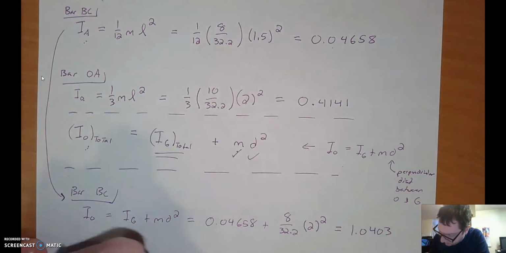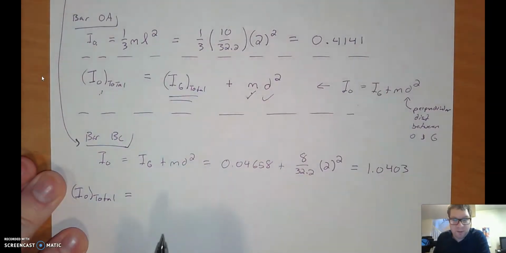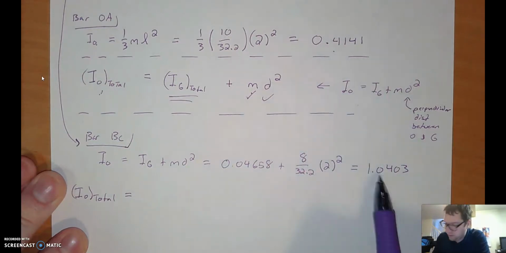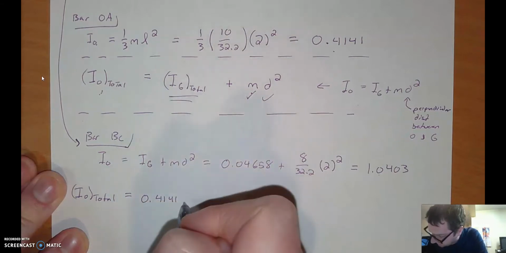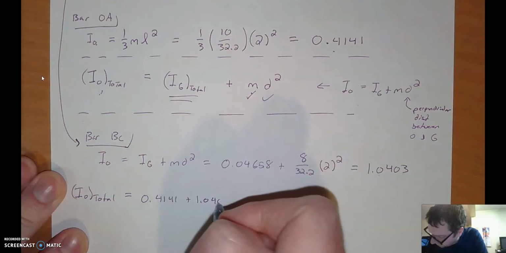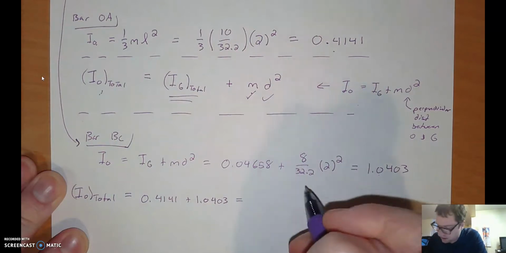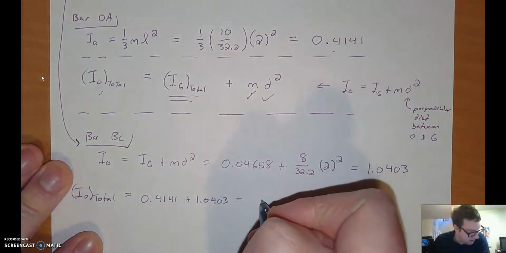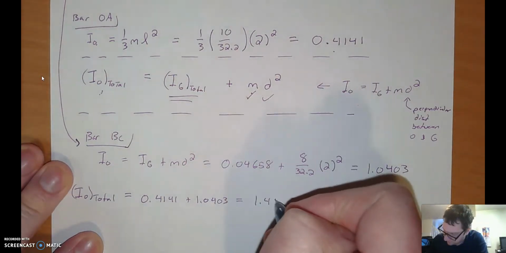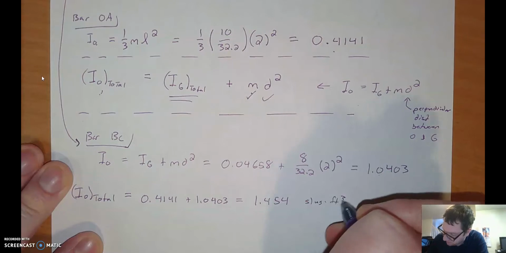All right. So now we can find I naught total. Let me get that on the screen for you. That would just be the two that we have already found, the 0.41 and the 1.04. We can just add them up because they are now the mass moment of inertia about the same point. Another strategy here would have been to find both of them about their centers of gravity and then just move them straight to Y bar. That would also have worked. So you now get 1.454, and the units on this are slug feet cubed.